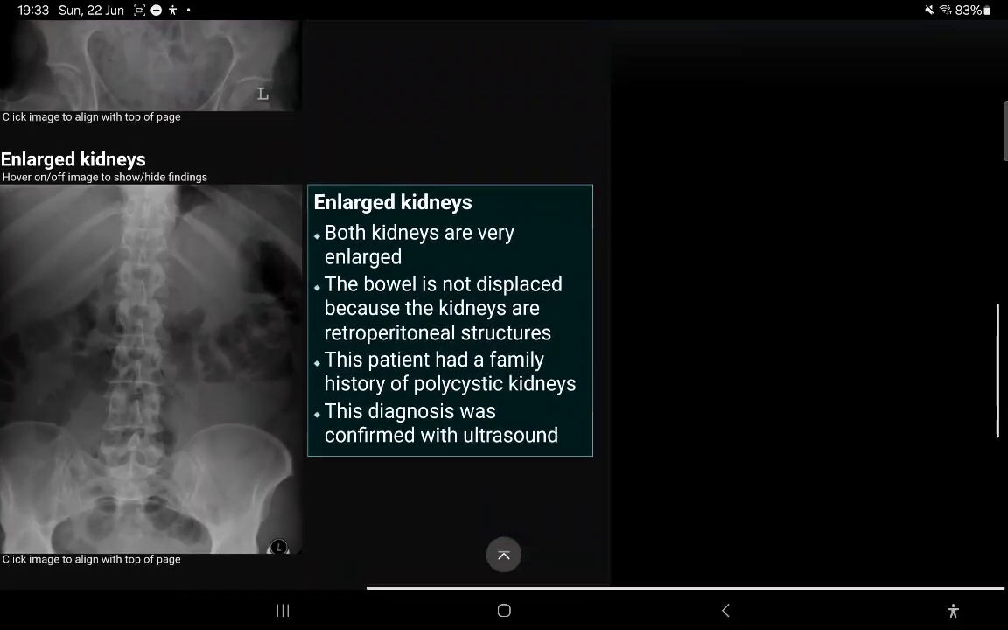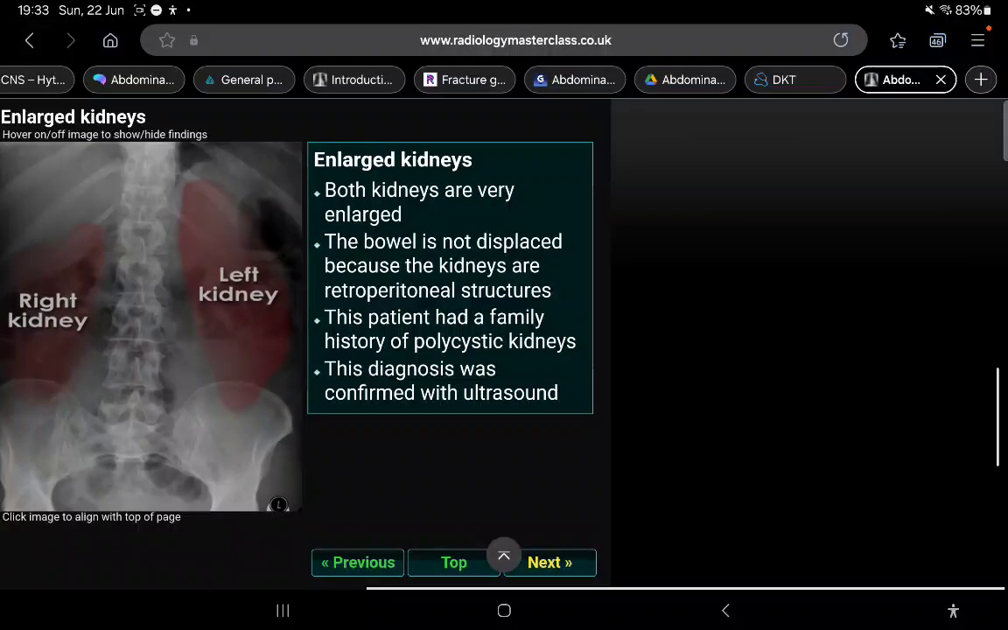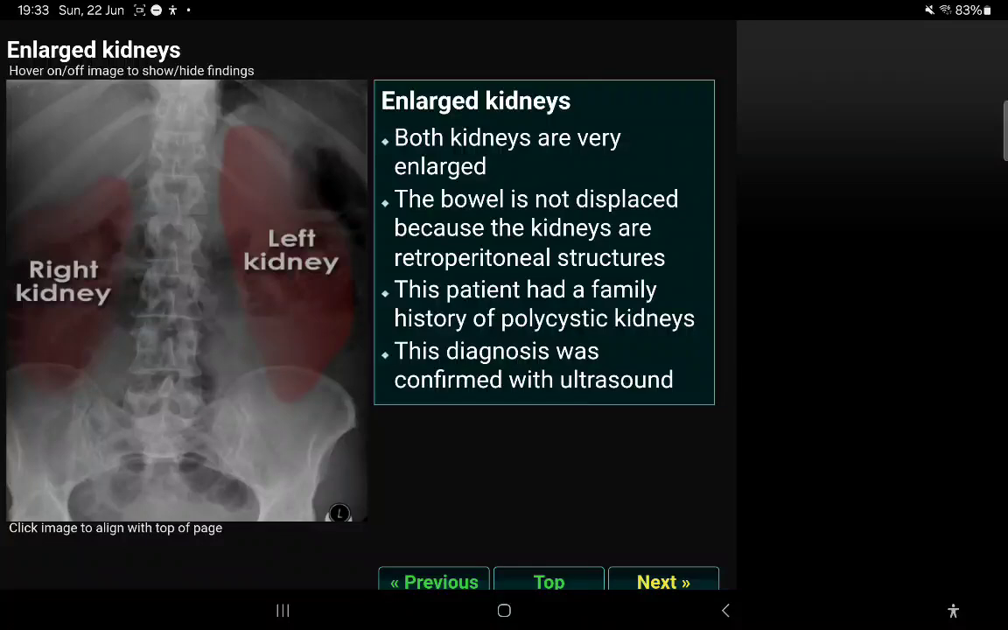Then we have enlarged kidneys, like in this image. We have enlarged normal shadows of the kidneys, right and left, bilateral. Both kidneys are very enlarged. The bowel is not displaced because the kidneys are retroperitoneal structures. So in liver and spleen enlargement, hepatomegaly and splenomegaly, there is also bowel displacement. But in kidney enlargement, it doesn't affect the position of bowel because they are retroperitoneal.